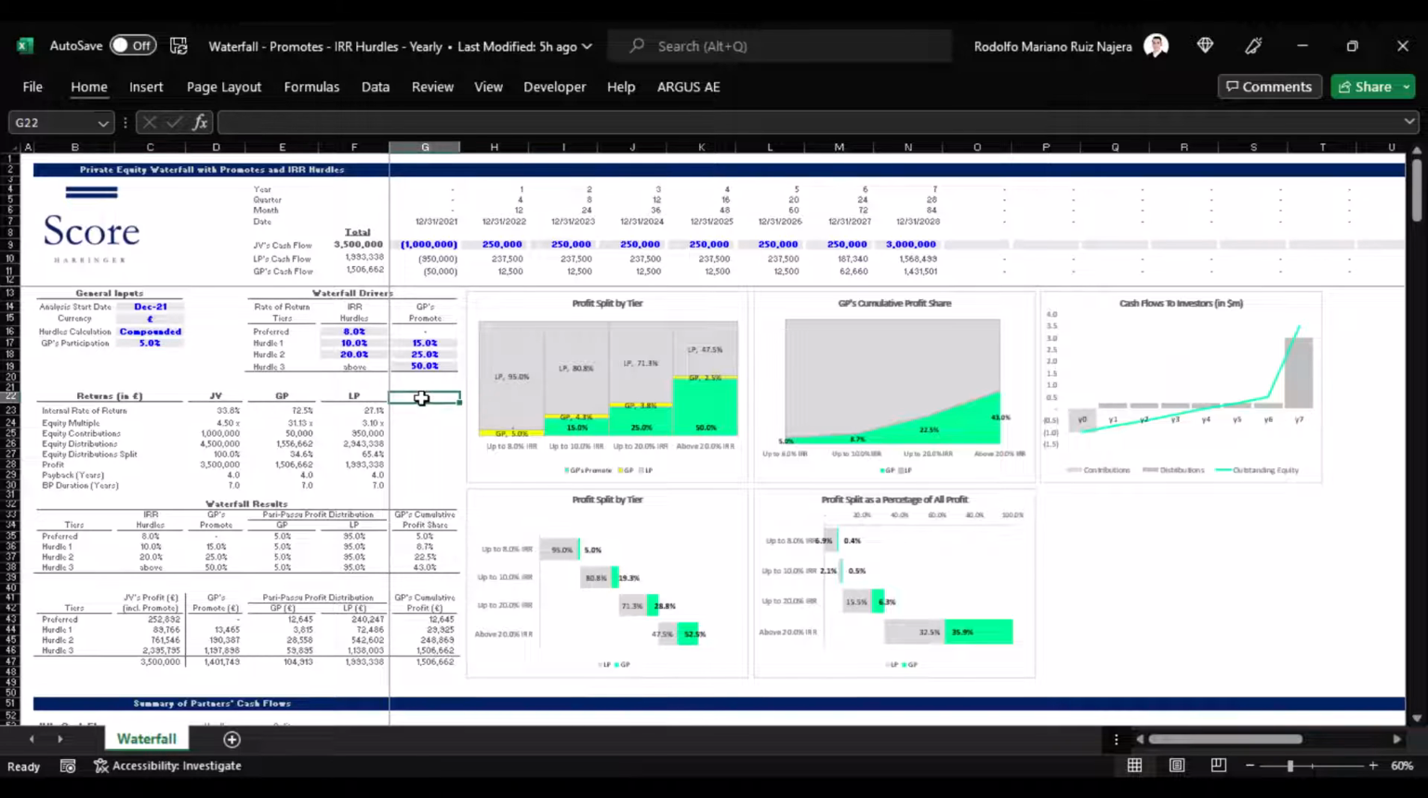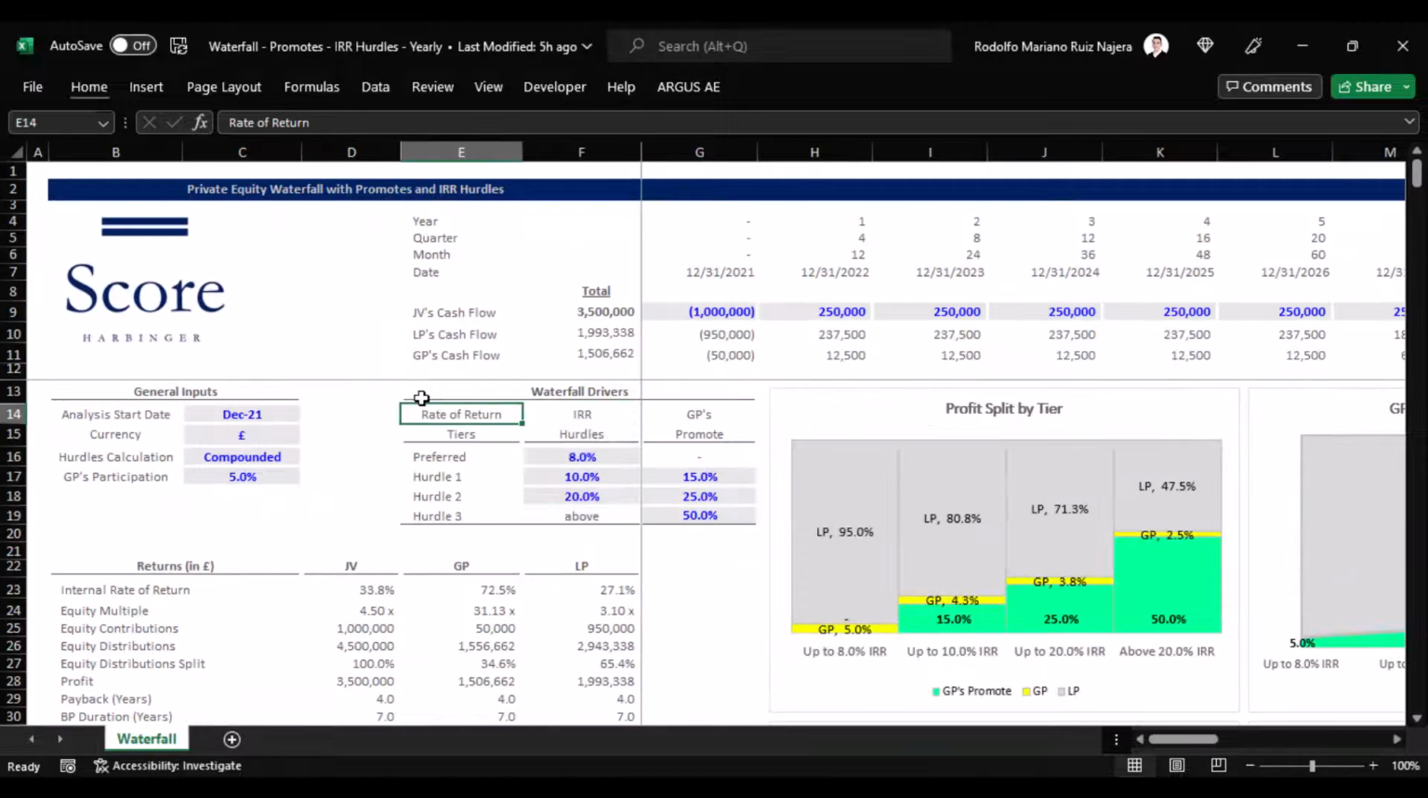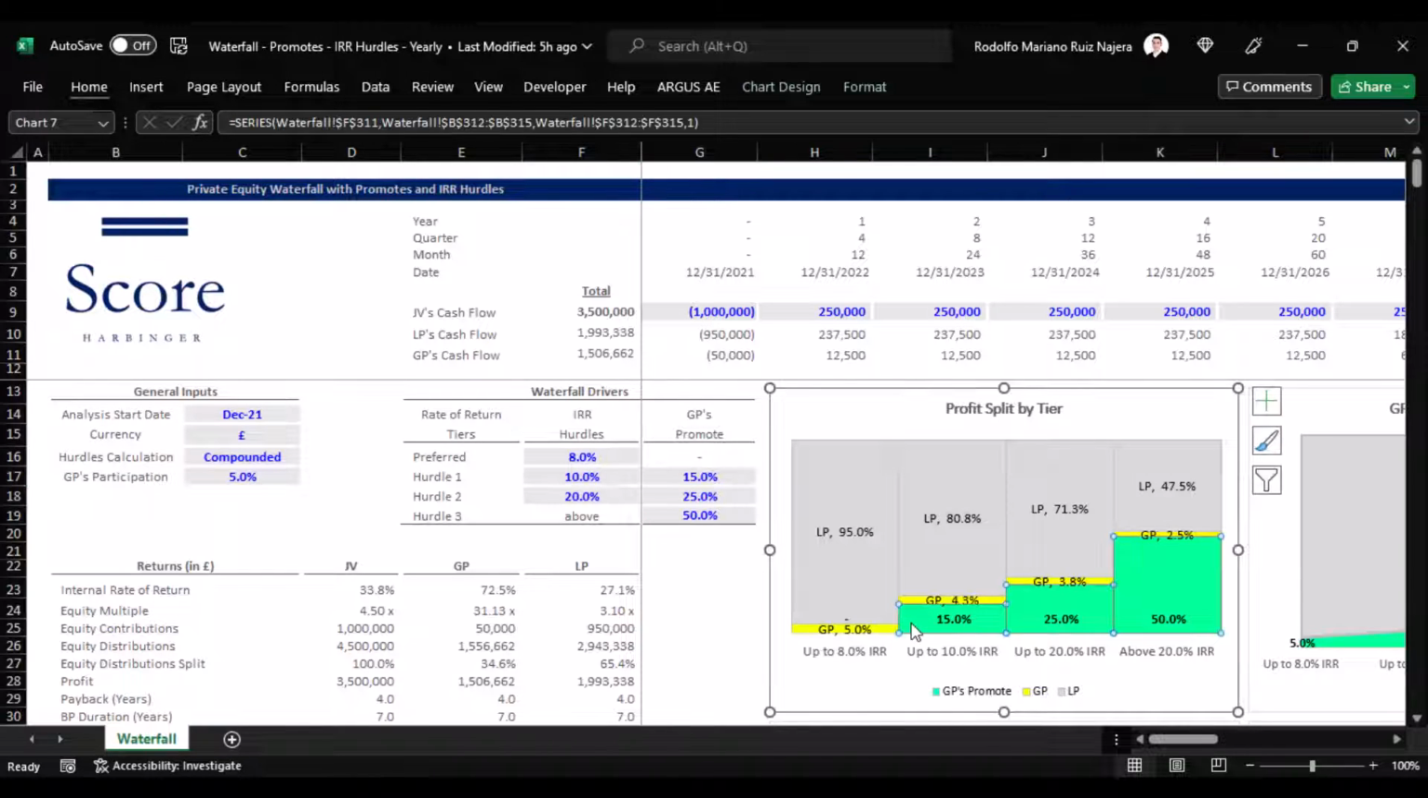In terms of hurdles and promotes, we have the following drivers here, and so in this example we are saying that from a 0% IRR to an 8% IRR, the GP gets no promote, which is normal because this is the LP's preferred return tier, so the GP is not supposed to earn any promote at this point. But then from an 8% IRR to a 10% IRR, he gets a 15% promote, which means that he is earning first 15% of the profit distributions in this IRR tier, plus his corresponding 5% share, in proportion with his 5% share of equity contributions, of the remaining profit distributions in this tier.